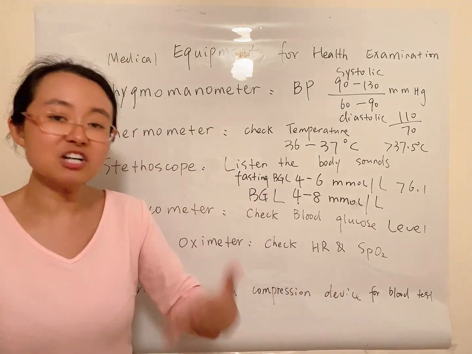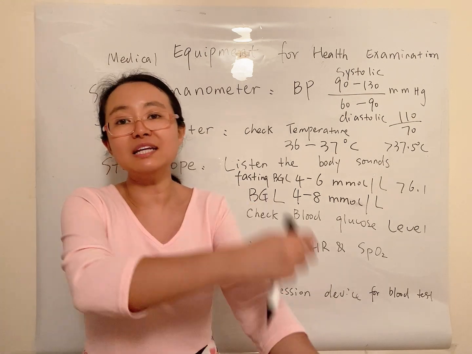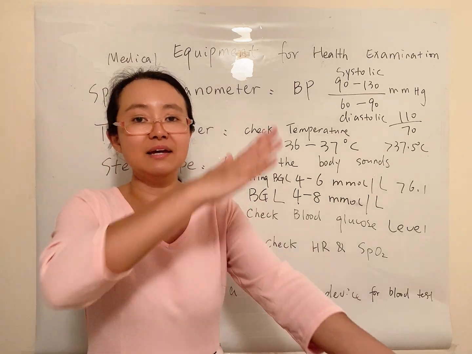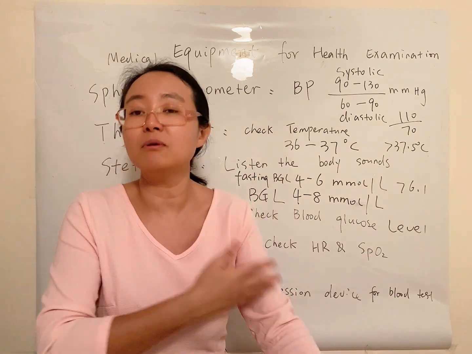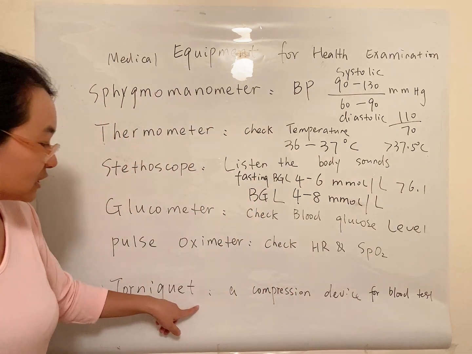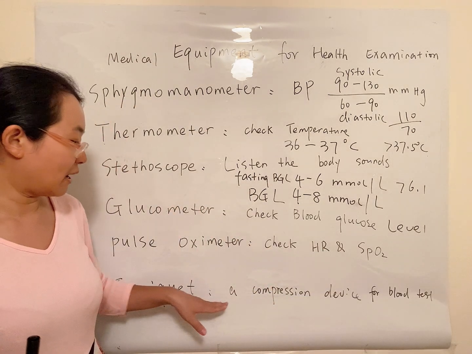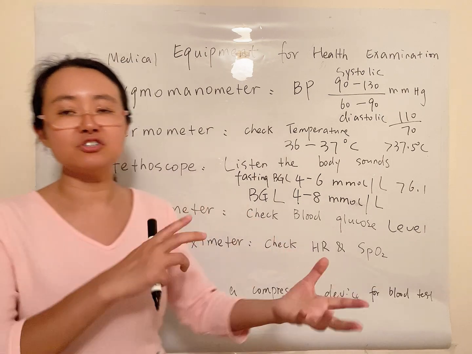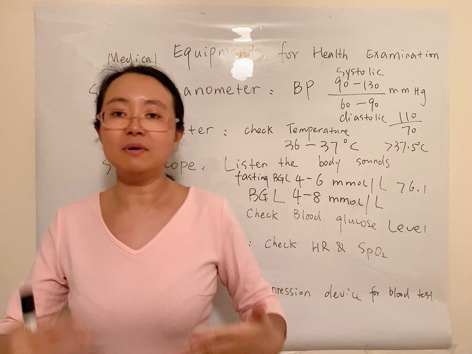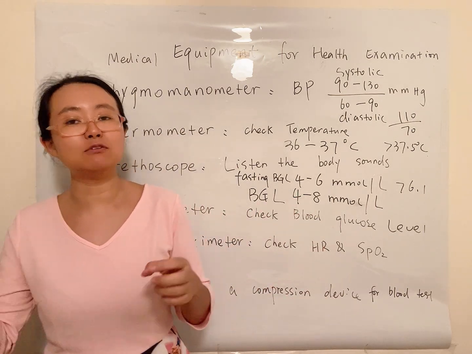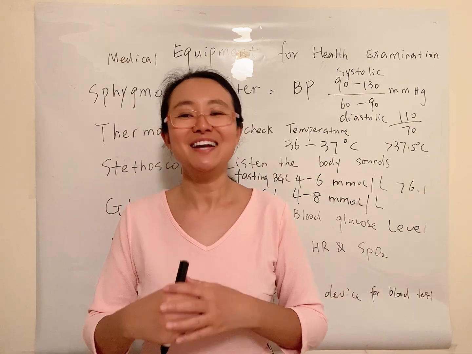All right. So pressure is also called compression. When we have a bleeding, we have to immediately apply compression to the bleeding site to stop the bleeding. So this tourniquet has two purposes. One is to do the blood test, one is to control bleeding. All right. So these are the common equipment that are used by doctors and nurses to do a basic health check for your body.